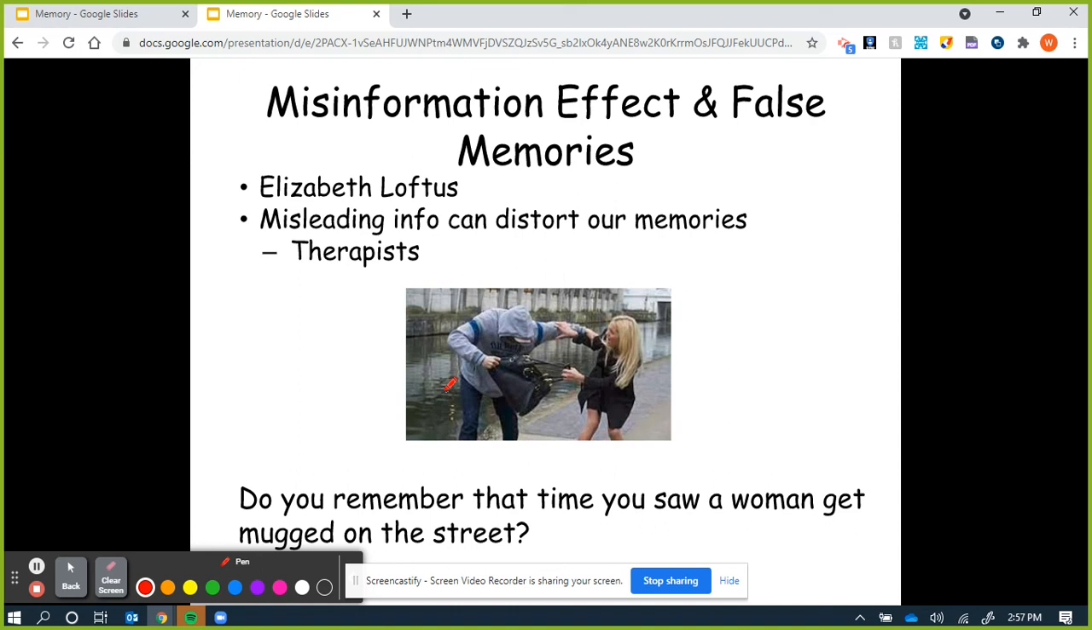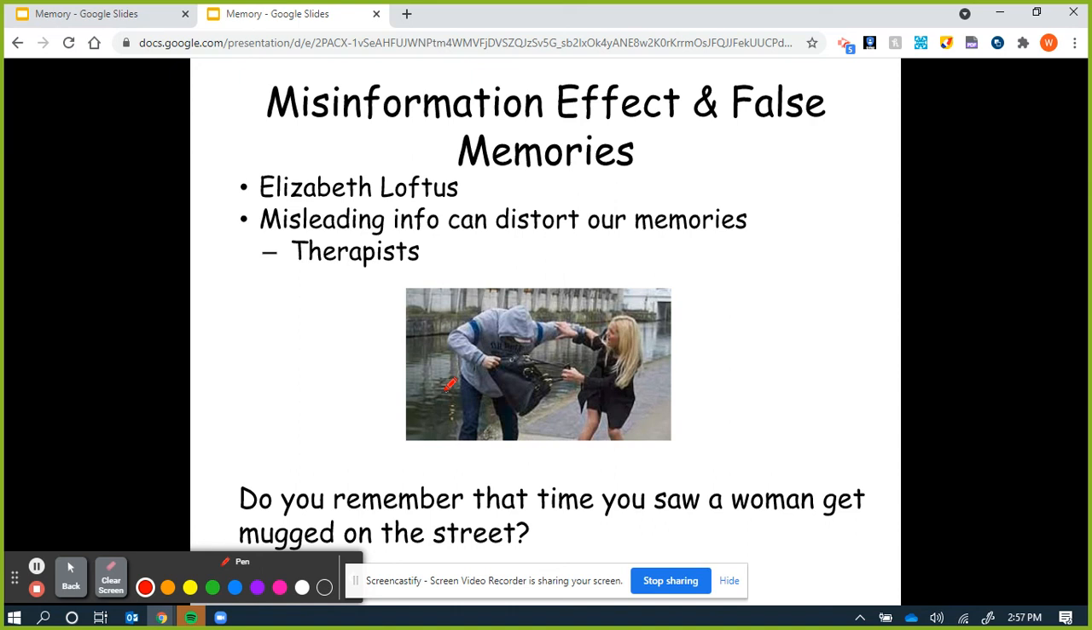Information that comes in after the fact matters. We form memories after the fact. That is how memories, especially of life events, are formed after they happen. And we put our own spin on it. Misleading information can distort our memories. If we're told something incorrect, then we might incorporate that into a memory, therefore altering the memory and possibly causing a false memory. This is the misinformation effect. Interestingly, Loftus did her research on this.